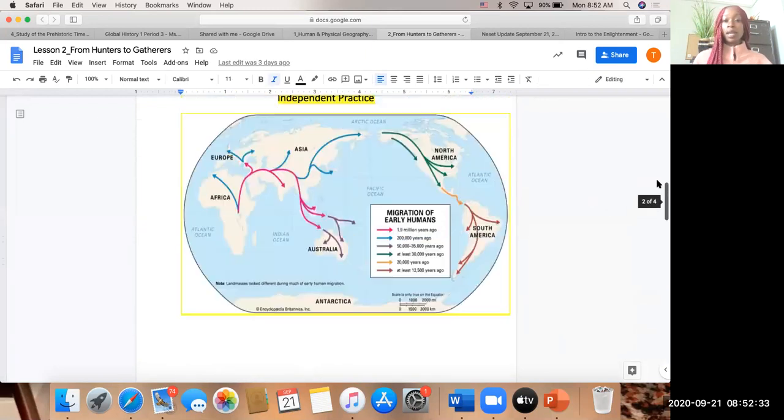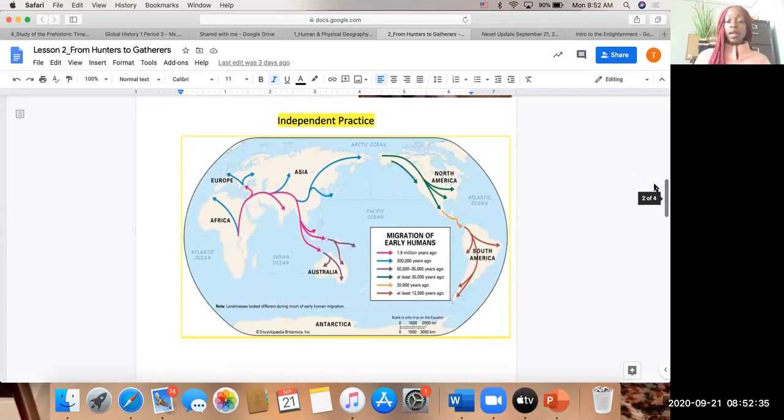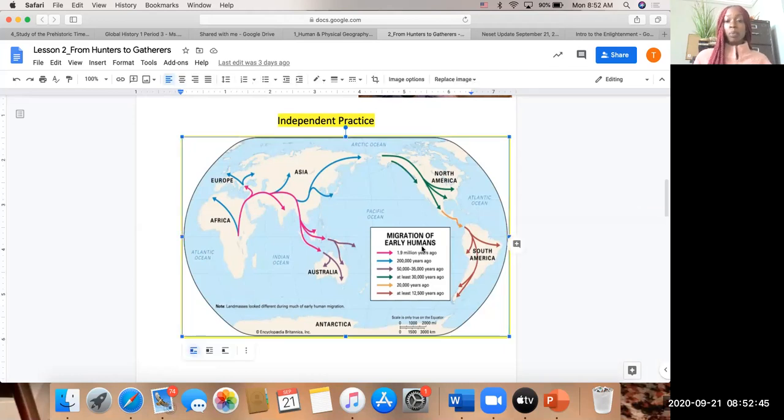Whenever I'm looking at a document or map, and we will be looking at a lot of documents and maps throughout this course, you want to get in the habit of always looking at the key or the title to let you know what you're looking at. The key on this map would usually be in a little box, and we can see straight off the bat that it's a migration of early humans. So that's what this map is depicting, all right?